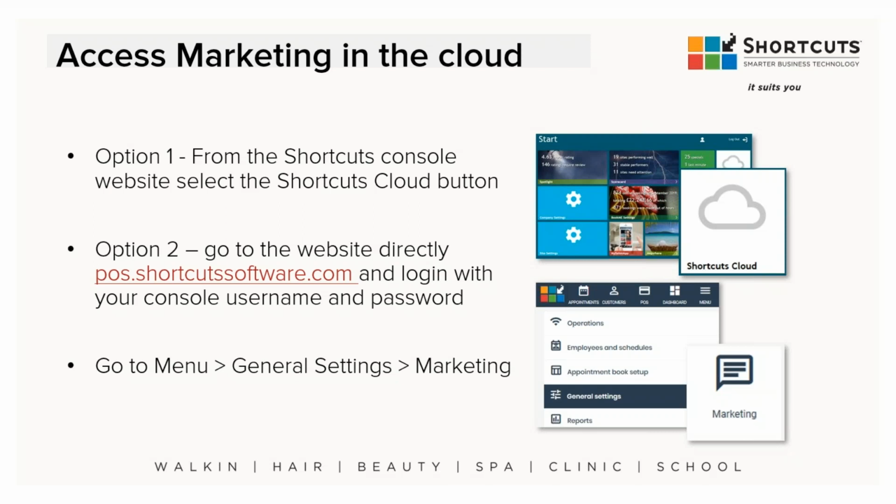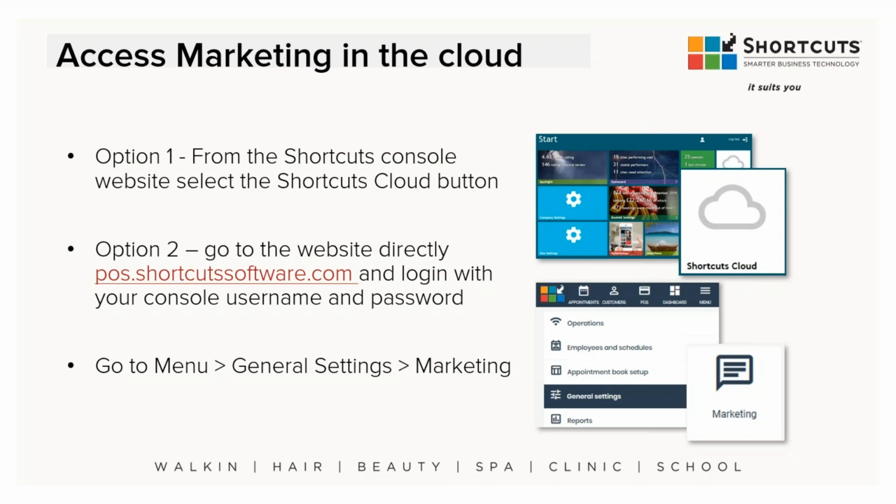Now you don't have to go through the console. You can link or you can bookmark the direct web page, which is a point of sale link. So point of sale, pos.shortcutsoftware.com. That's the link to the cloud. Your email and your password that you use to get into the console will work on the cloud page as well. So you can also bookmark this at home.